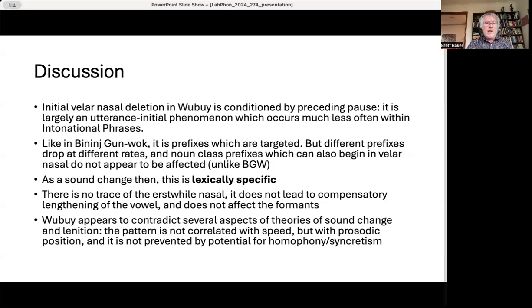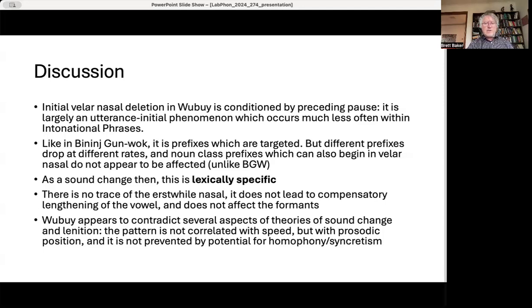As a sound change then, this is lexically specific, and in particular, it targets grammatical morphemes rather than lexical ones. But it doesn't target all of them in the same kind of way. Some prefixes drop the velar nasal much more frequently than others. There's no trace of the erstwhile nasal. It doesn't lead to compensatory lengthening of the vowel, and it doesn't affect the formants in the way that we would expect if there was some kind of velar gesture still there.